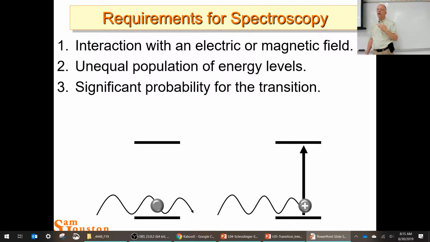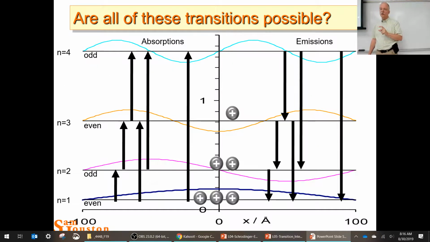And then thirdly, you need a significant probability for the transition. So even if light matches that energy difference, and even if it's a charged particle, if it's a forbidden transition, then the probability is 0 that you'll have an interaction. And so today we're going to solve for that probability. So are all of these transitions possible?